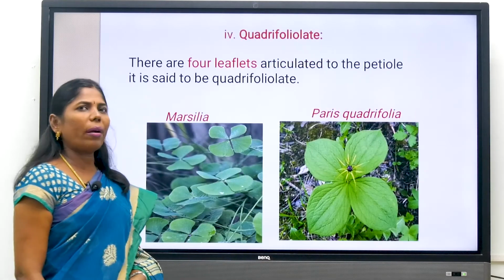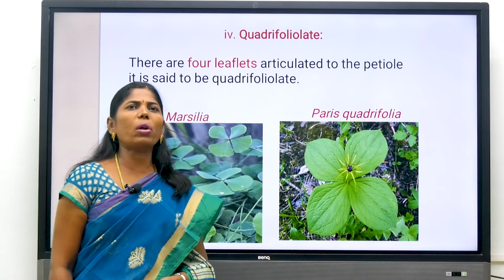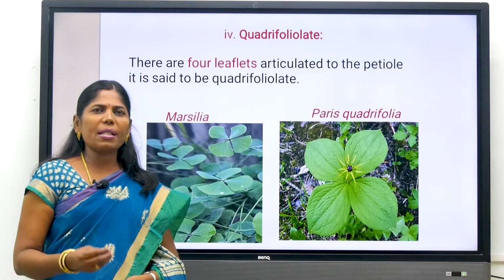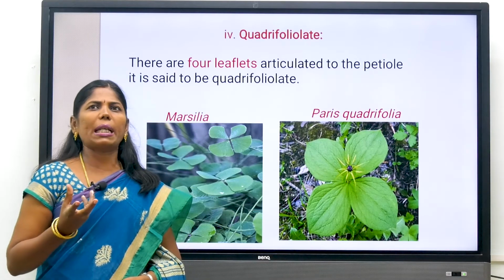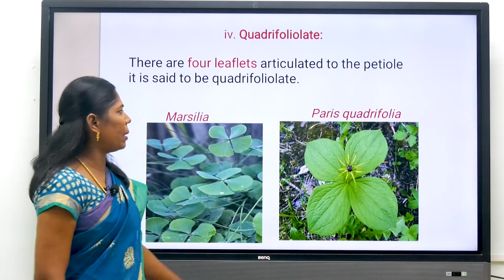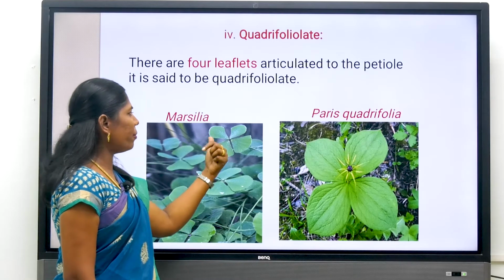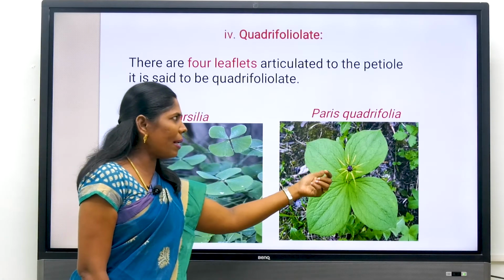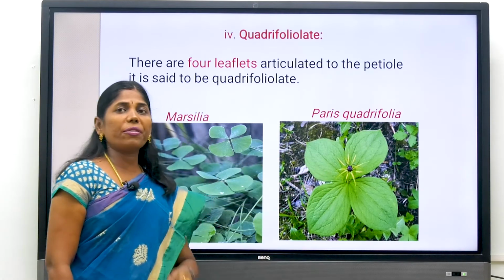Next one is a quadrifoliate. That is, if it has four leaflets. So a plant that has four leaflets divided into segments is considered a quadrifoliate. An example is the Marsilea plant. This is a Marsilea plant. It has four leaflets, and Paris quadrifolia also has four leaflets.